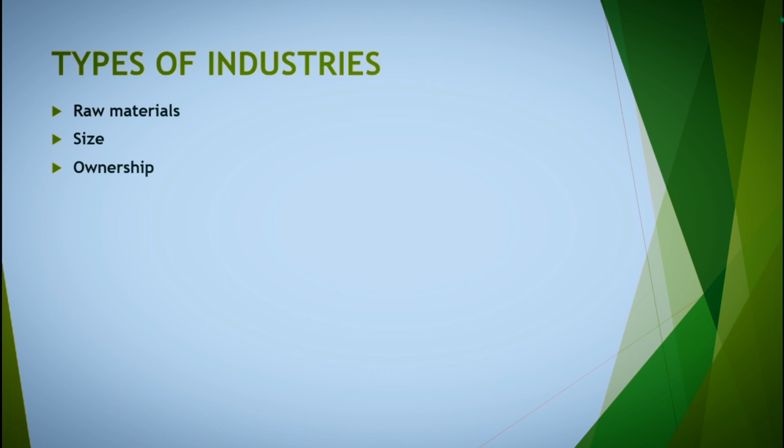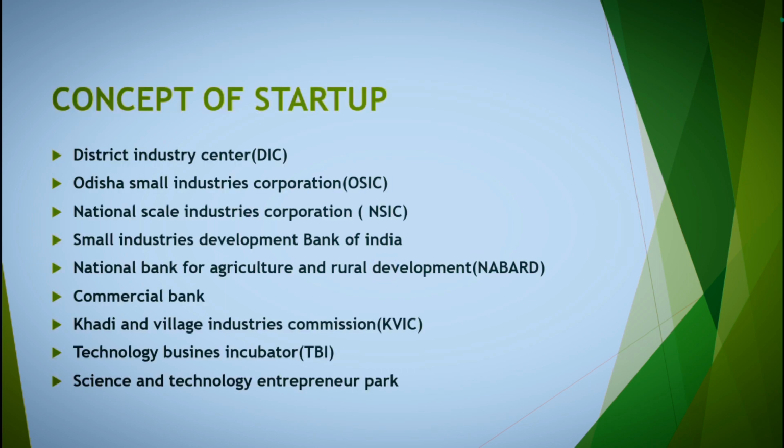Next comes the public sector. Public industries are owned and managed by the government. Example, Hindustan Aeronautics Limited, HAL, BPCL, SAIL, etc. These all are public ownership. Next comes the concept of startups. Okay, so here is some concept of startups. The first one is DIC, meaning District Industry Center.